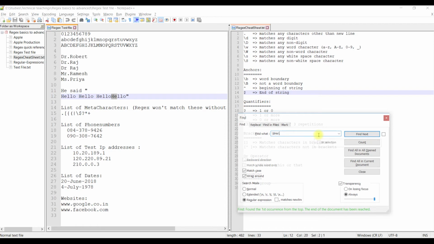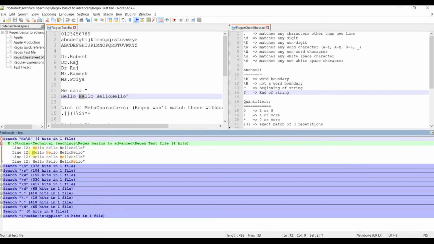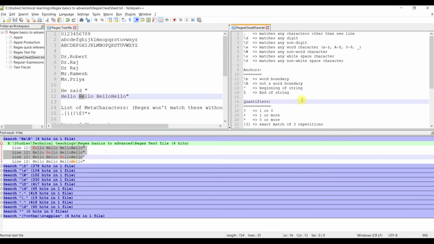So if you just remove this one, it will match only that one alone. Or even if you put the \B at the end, then it will match these 4, because "e" is not the boundary at least. That's why we are able to match all the 4 "he"s in the hello, right? So let's go on with the anchors, this caret symbol and dollar.